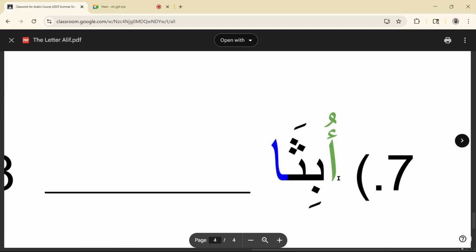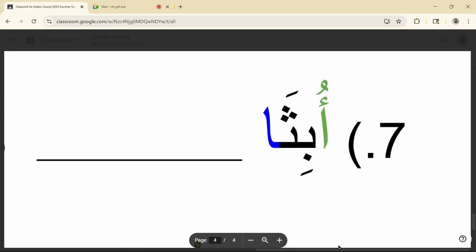Perfect. Risa, number 7. So Alif with a Dhamma. So U. And then Ba with a Kasra. So B. And then Tha with a Fatha. So Tha. And then extended with an Alif. So Ubitha. There you go. Perfect. Alif with the dhamma, you're going to read it as an U sound.